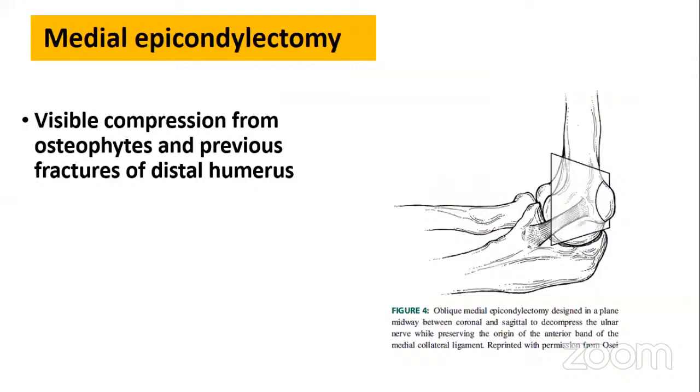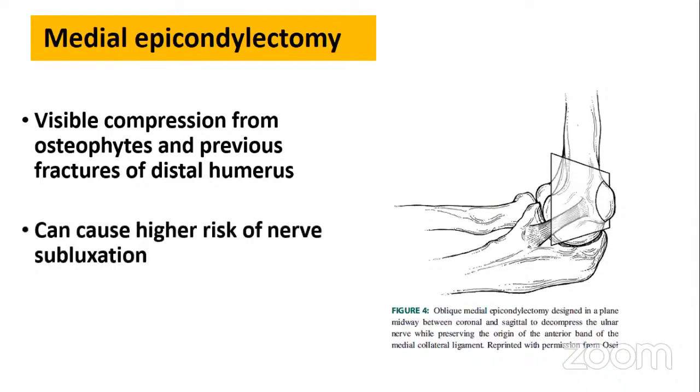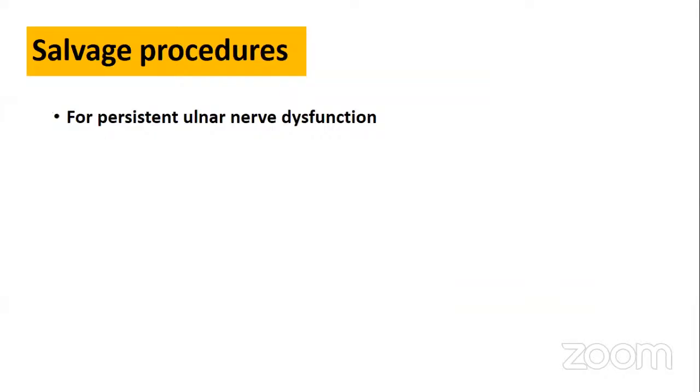Indication for medial epicondylectomy is not common: visible compression from osteophytes and previous fractures of the distal humerus. The problem is it can cause a higher risk of nerve subluxation. So you will have to be ready to do any of these flaps or transpositions properly, because once you take off this bony support, the subluxation chances can increase. So we have to be very careful how much of the medial epicondyle is taken away, and you have to be a little more, not so generous on that. Salvage procedure for persistent ulnar nerve dysfunction basically is tendon transfer.